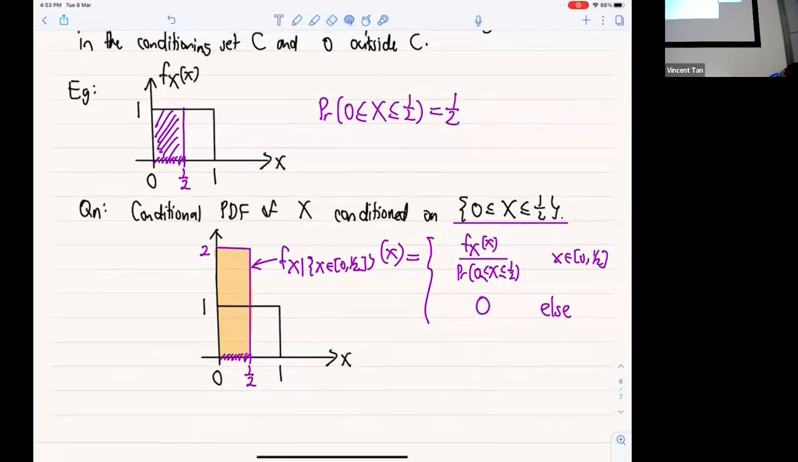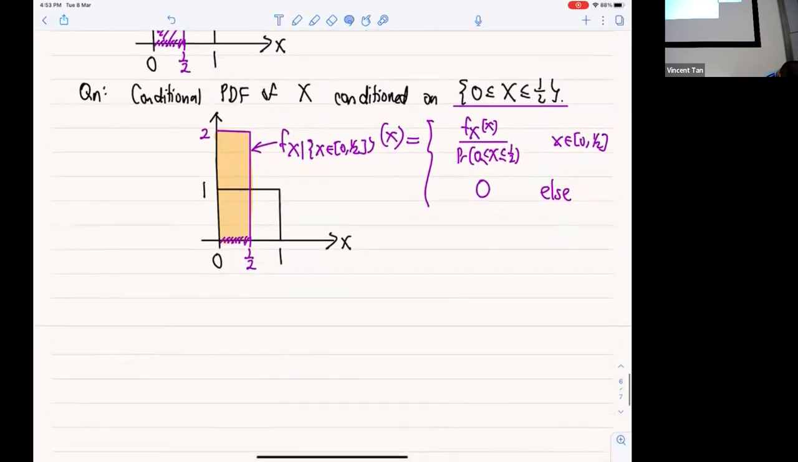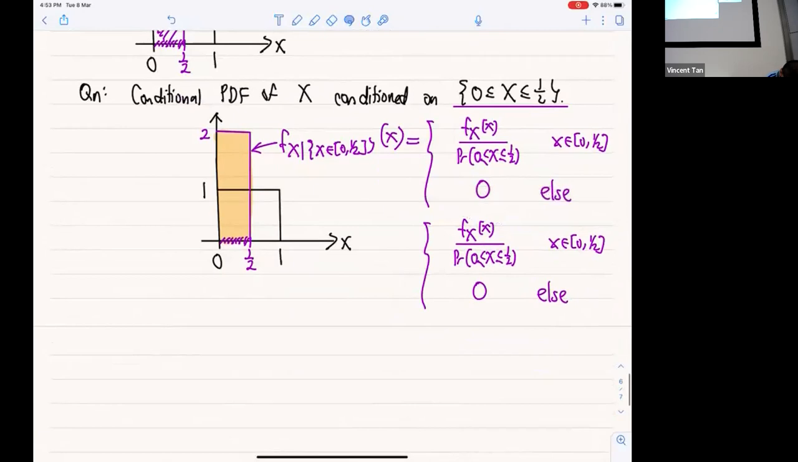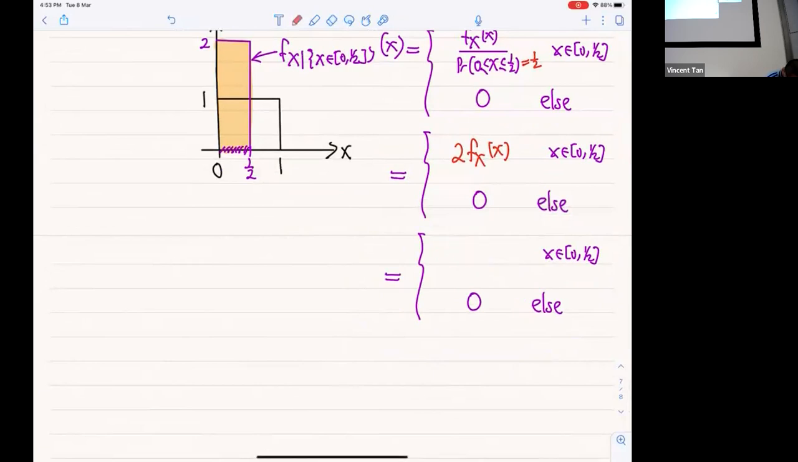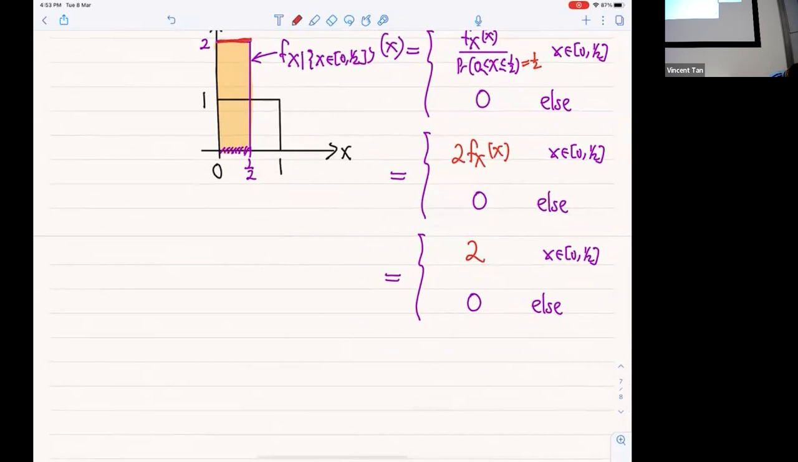But this formula here exactly reduces to the following. This is exactly equal to, because the denominator is equal to half as we computed, 2 times f_X of x. But 2 times f_X of x is exactly equal to 2, because f_X of x in that interval is exactly equal to 1. So this is 2, which is reflected in this line here. Is that clear?